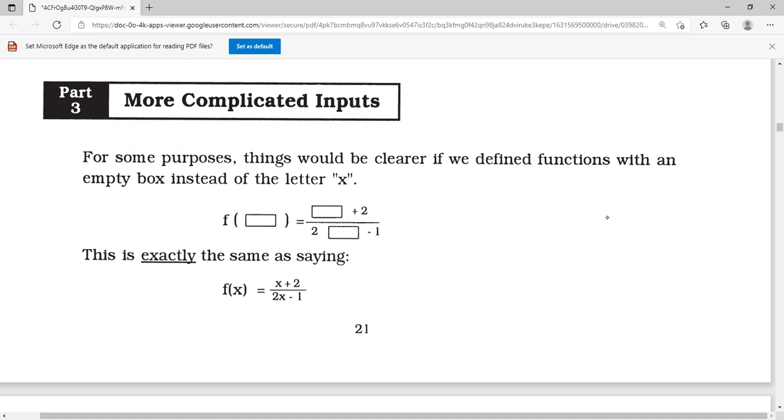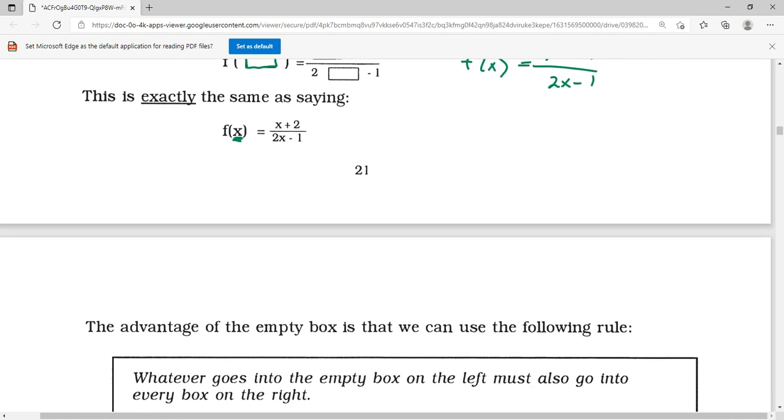Alright, so for some purposes, things would be clearer if we define functions with an empty box instead of the letter x. So instead of saying f of x equals (x plus 2) over (2x minus 1), wherever we've got the x, they just put a box, right? That way we know that whatever goes here goes in the other places in the box, okay?